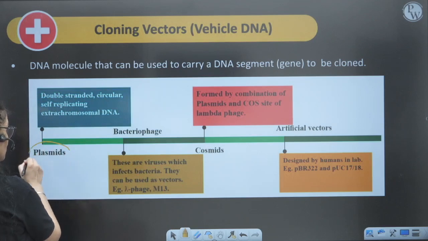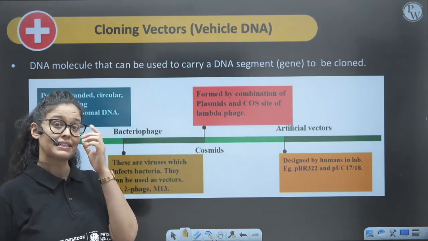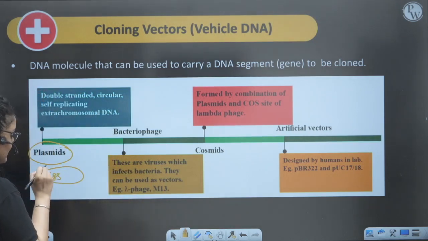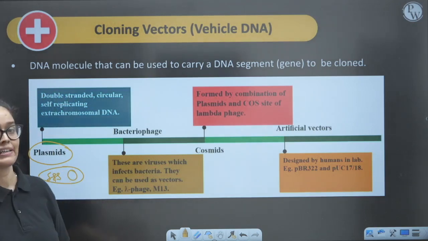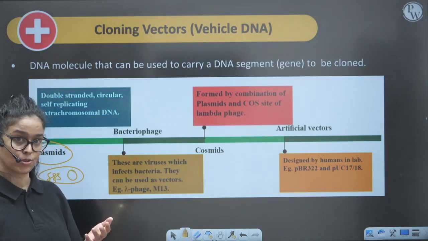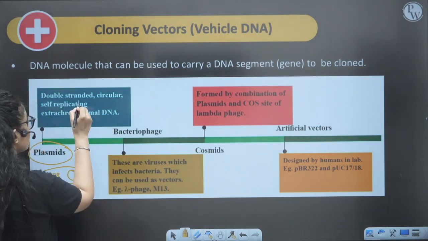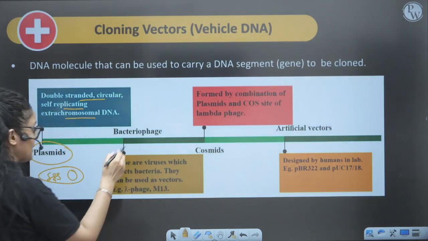So we can use a plasmid as a vector. Plasmids are basically present in bacteria, right? The bacteria has the main DNA plus extra chromosomal DNA, meaning they have extra DNA also, which is double-stranded, circular, self-replicating, extra chromosomal DNA in bacteria.